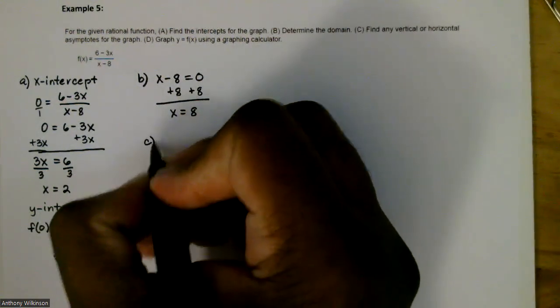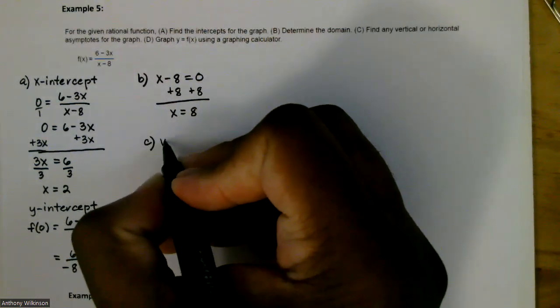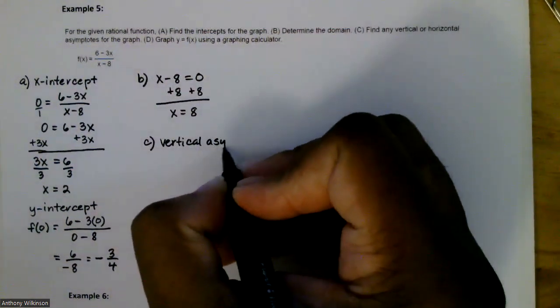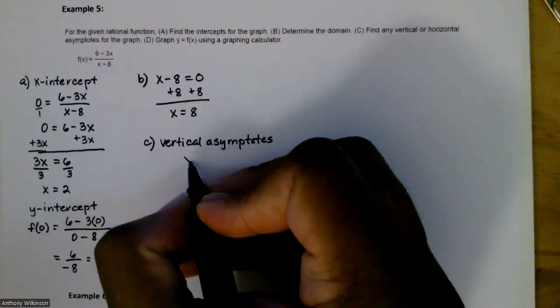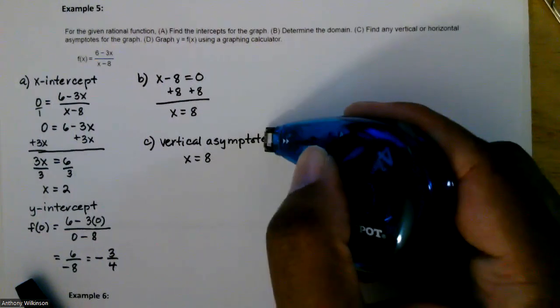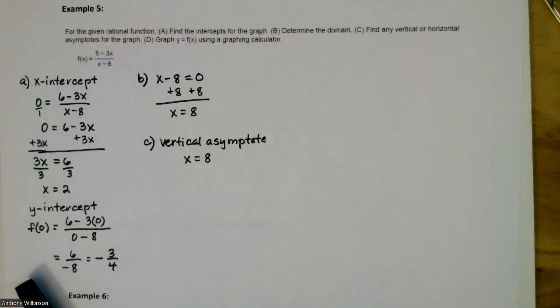All right, part C. Find any vertical or horizontal asymptotes. Well, in this case here, the vertical asymptote we've already found, because this does not have any common factors in this problem for us to divide out. So x is equal to 8, and there's only one vertical asymptote, because notice the highest exponent there is a 1 in the denominator. So that means there's only one vertical asymptote, which is x is equal to 8.